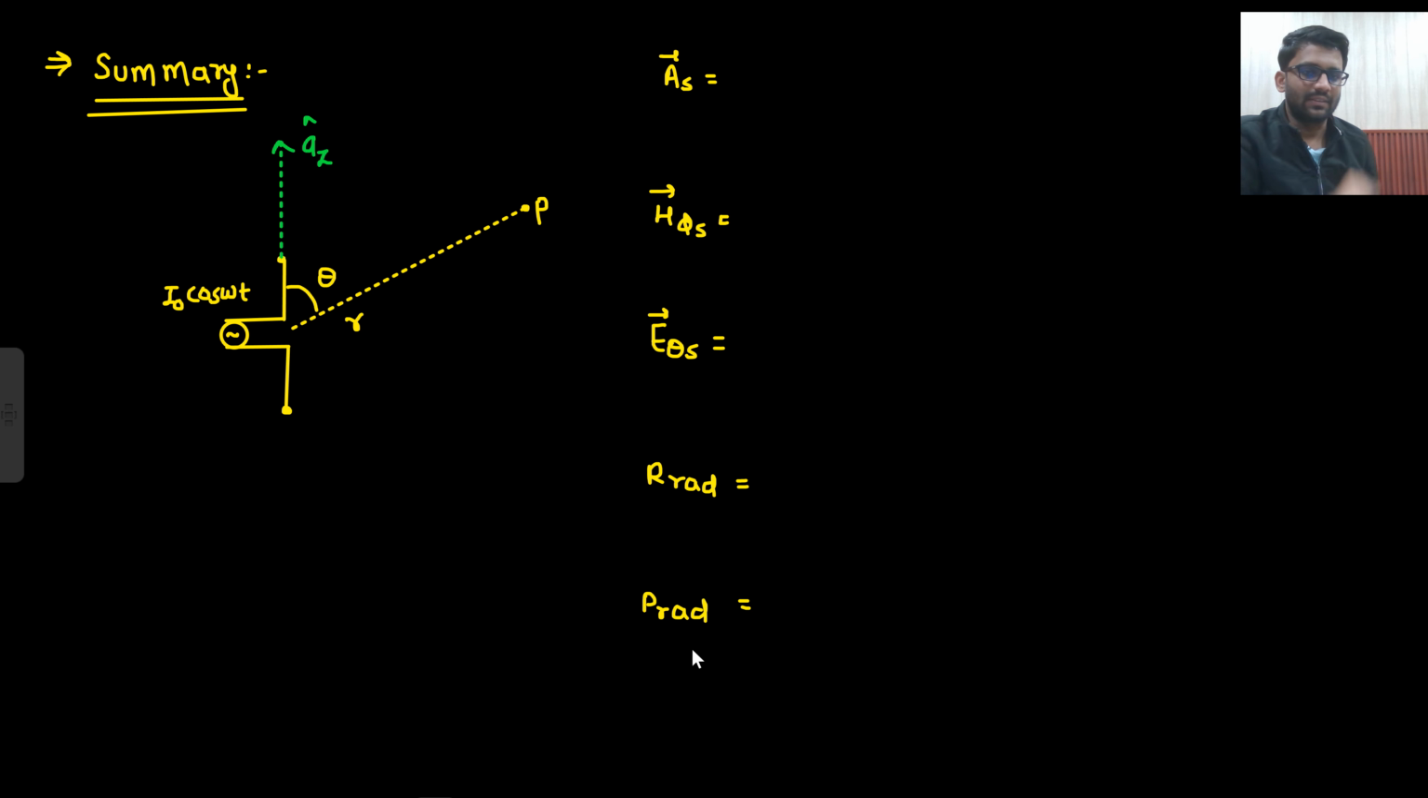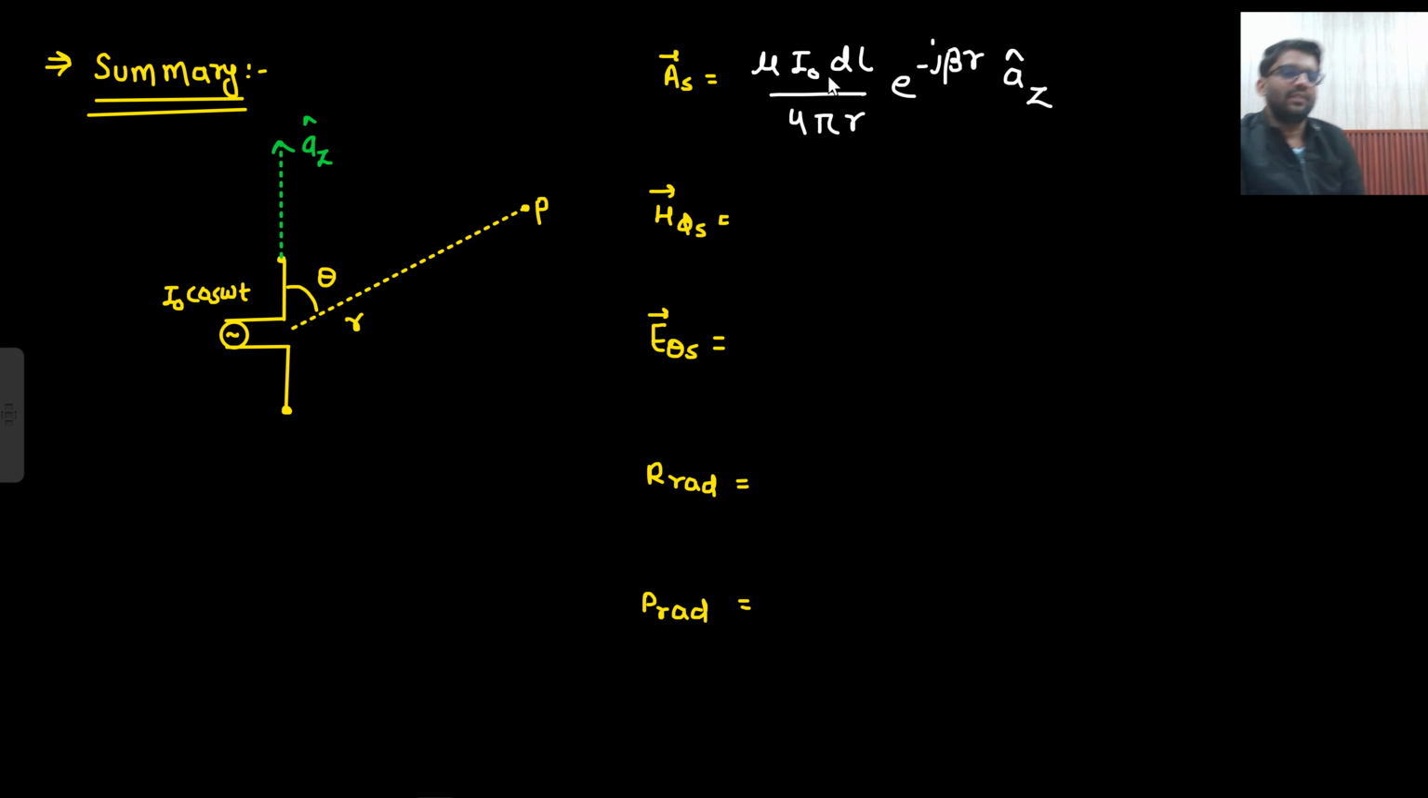So what was your AS? That was mu I naught dl upon 4 pi r, e to the power minus j beta r, Az cap. This was your AS. Will you be able to keep this in your mind? Mu I upon 4 pi r, then certainly if I write dl vector, it would be Az cap. Okay, this is how you can write it. Basically why Az cap? Because my current is flowing in the direction of z. My antenna is placed along the direction of z, that's why I am writing Az cap here.